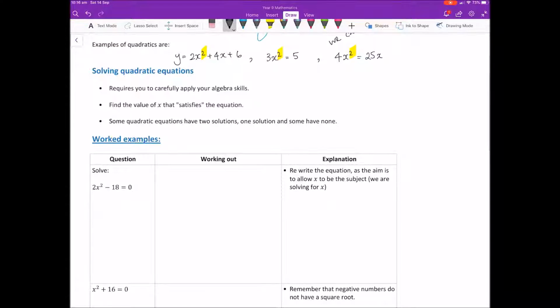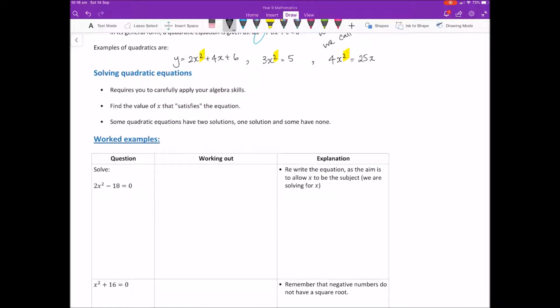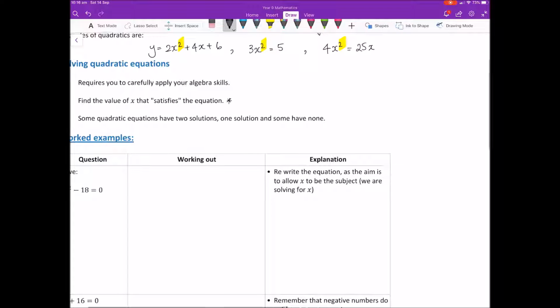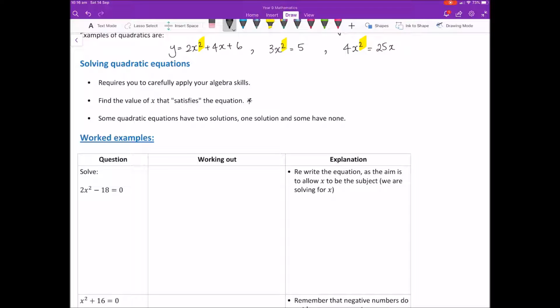So when we look at solving quadratic equations, it requires you to carefully apply the algebra skills that you have acquired through previous units, and it requires you to find the value of x which satisfies the equation. We'll come back to the second notion when we're doing our worked examples. It's really important to note as well that some quadratic equations have two solutions, some will have one, and some will actually have no solutions.